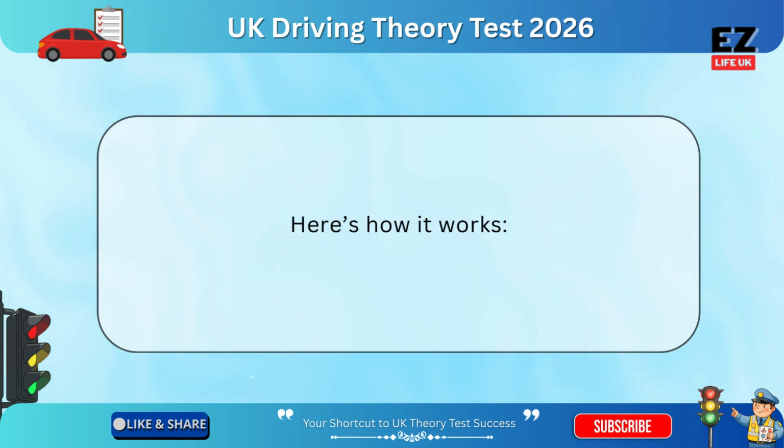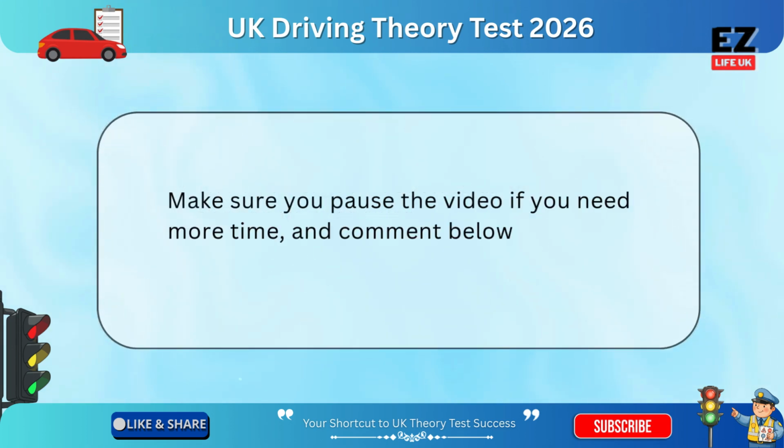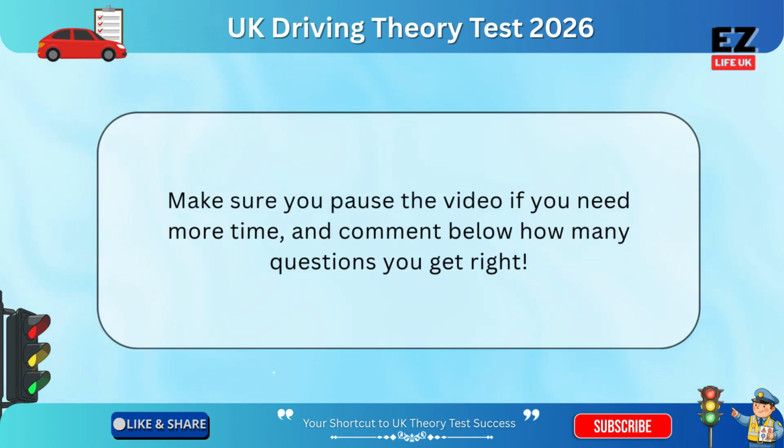Here's how it works. First, a question will appear on screen. You'll then have 5 seconds to think and choose your answer. After that, I'll reveal the correct answer. And finally, I'll explain it in a clear and simple way, so you truly understand it, not just memorize it. Make sure you pause the video if you need more time, and comment below how many questions you get right.